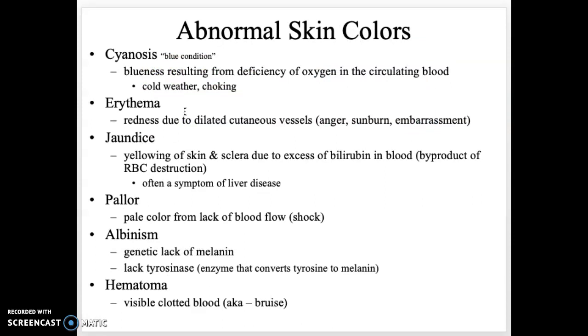Some things that are abnormal. So cyano is blue. Cyanosis is blueness of the skin. So if you ever walk into a room and see someone that's blue, you would know right away that they're having trouble breathing and they've gotten to the point already where their hemoglobin's not carrying enough oxygen and they need to be taken care of immediately.